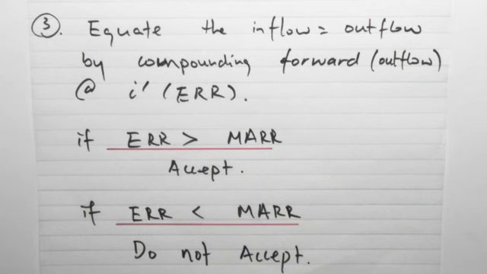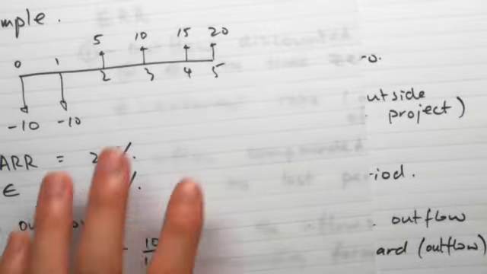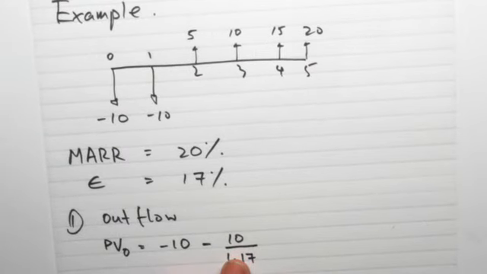This might seem a little bit confusing, but once I've shown you the example, it's relatively simple and straightforward. So let's go through this example. We have shown in this cash flow diagram there are two expenses, in year 0 and year 1, of $10, and from year 2, 3, 4 and 5 we get a revenue of $5, $10, $15 and $20. We have been told that the MAR here is 20% and the external rate is 17%.